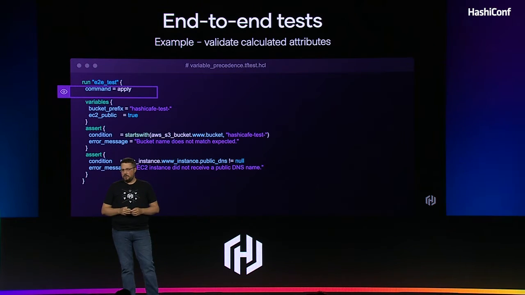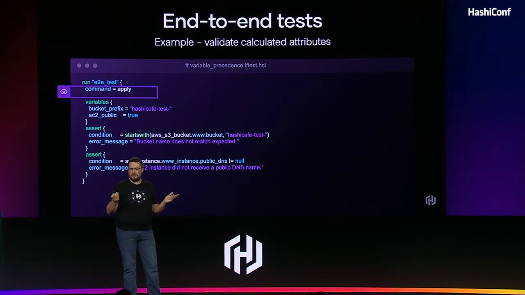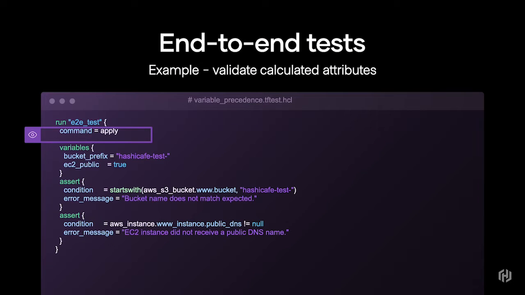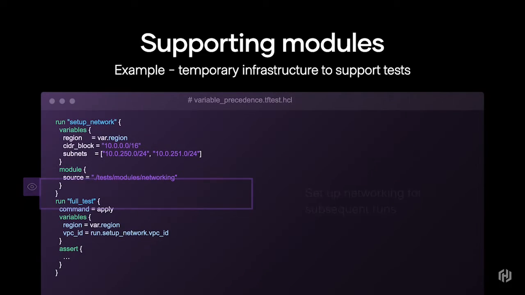So here are some examples of those. We have a simple end-to-end test. It's running command of apply. And we're going to do some assertions then against calculated values that we couldn't know at plan time.